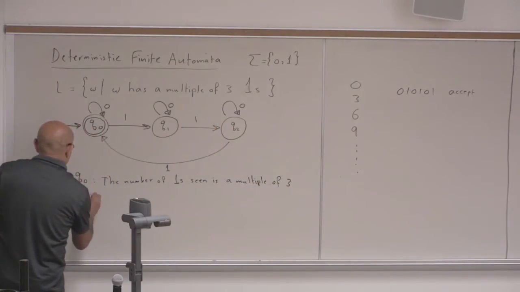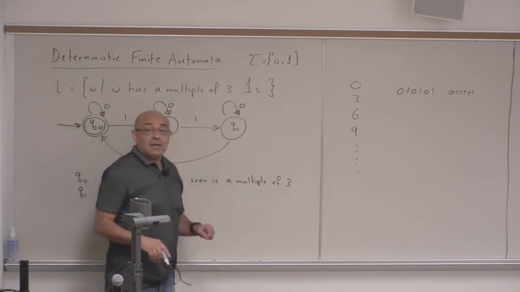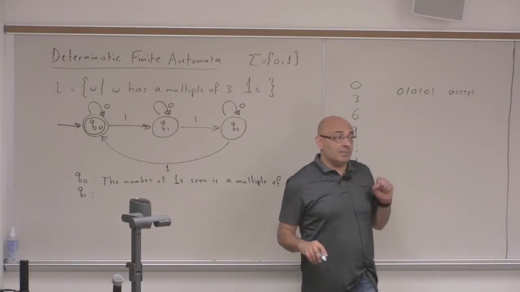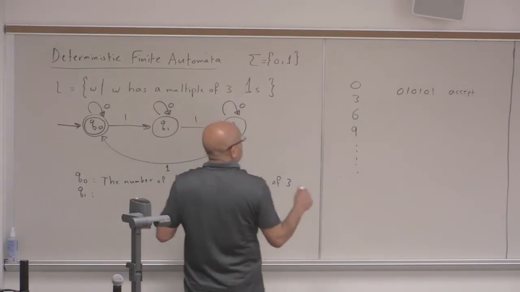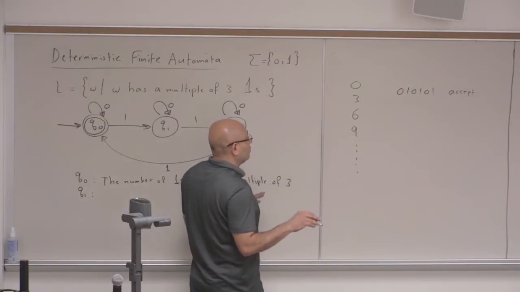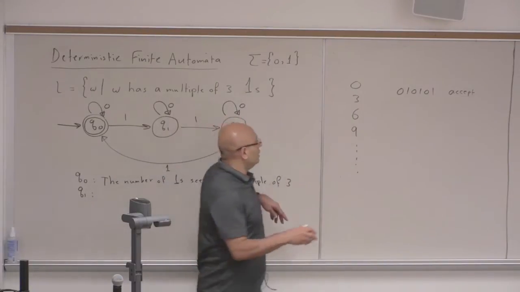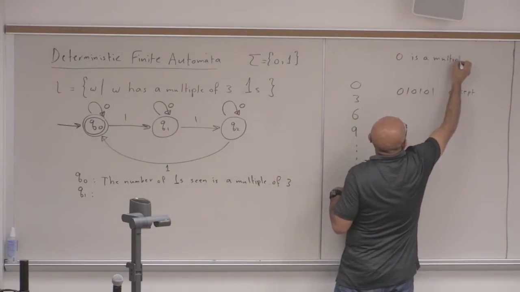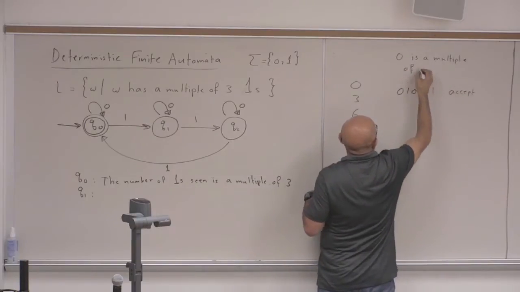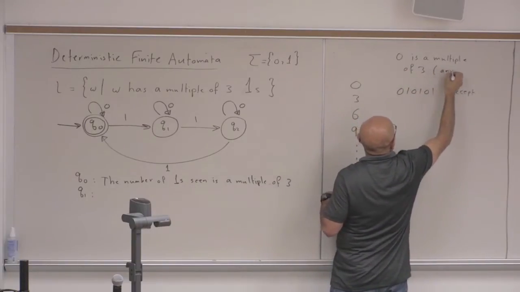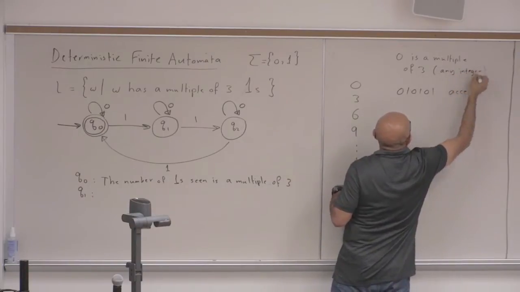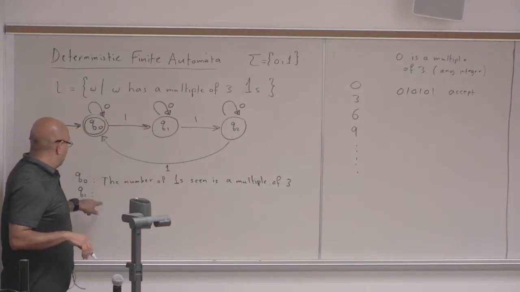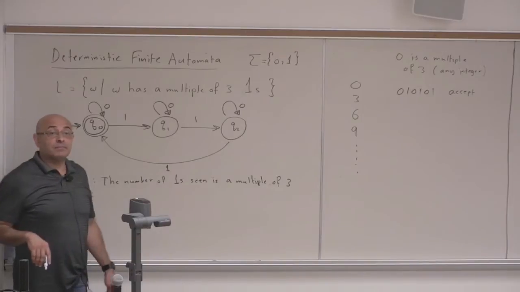By the way, 0 is a multiple of 3, so the number of ones seen could be 0. Again, remember, 0 is an even number, it's a multiple of 2, and it's also a multiple of any other integer. So 0 is a multiple of 3 or any integer. Okay, so now how would you describe Q1?